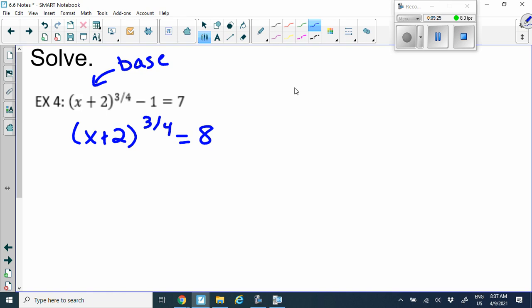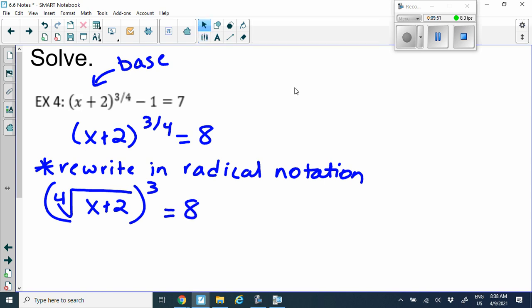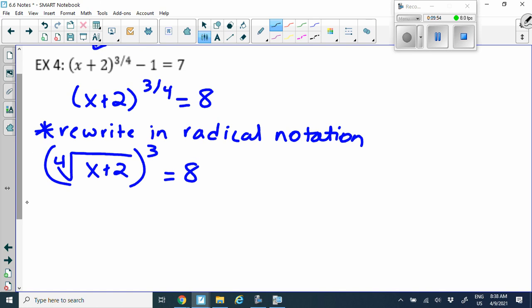Now I rewrite in radical notation. So x plus 2 is my base, 3 is the exponent, and 4 is the root. So I have the 4th root of x plus 2, and that's all being taken to the 3rd power, which equals 8. So to undo my exponent of 3, or to the third power, I need to take the cube root on both sides. So now I have the fourth root of x plus 2.